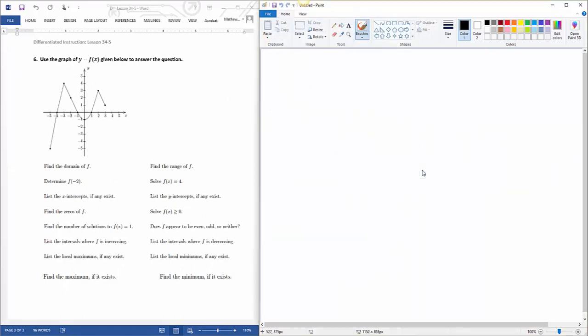So number 6 says use the graph of y equals f of x below to answer the question. So remember, these are all the different ways that we can describe a graph. For example, the domain. Looking at that, it starts here at -5, and there's a graph everywhere all the way to 3. So I can say the domain is from -5 all the way to +3. It says determine f of -2. Well, my x value is -2. What is my y value? At -2, it's going to be +2.